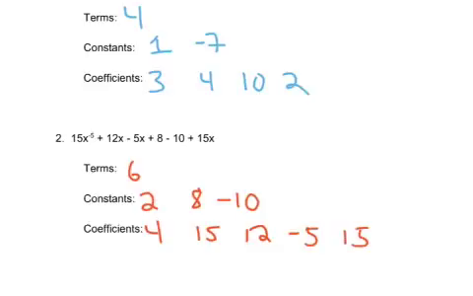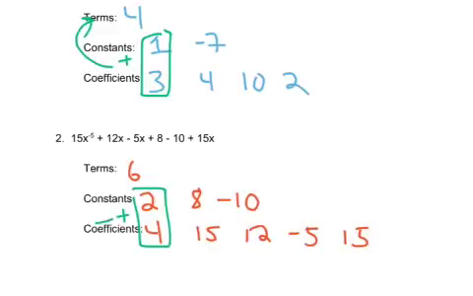When you're doing these types of problems, make sure you know that your constants and your coefficients have to add to give you your terms. It's a good way to double check. My constants and my coefficients have to add to give me my number of terms, which works in both cases. I have 1 plus 3 gives me 4, 2 plus 4 gives me 6.